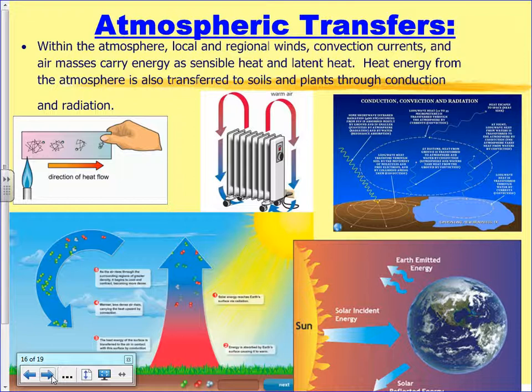So, energy transfers. We talked briefly about these, but now we're going to look at them in a little bit more detail. Within the atmosphere, we have local regional winds and convection currents. We talked about that before. Air masses carry energy that we can feel. We call that sensible heat, as well as latent heat. We're going to talk more about latent heat later in the unit. But latent heat is the energy that is stored by water vapor.